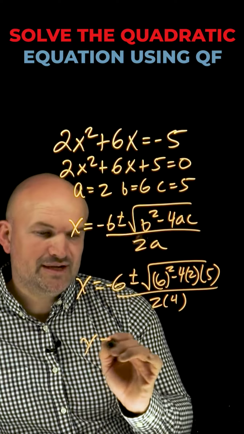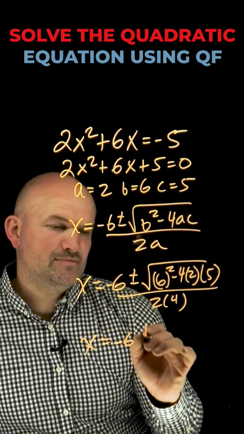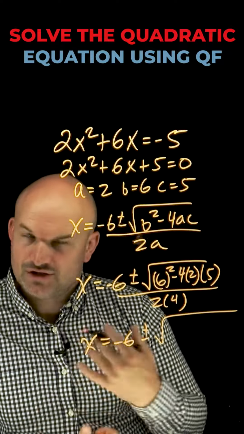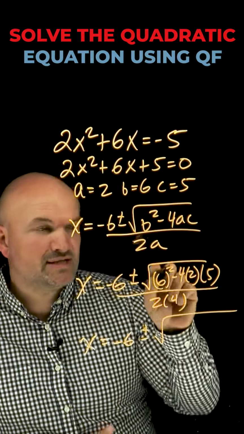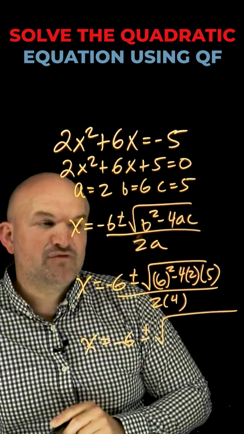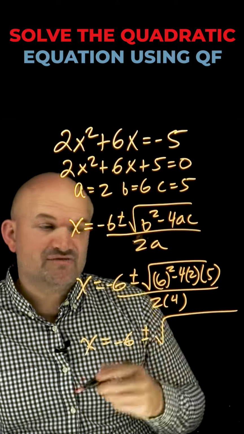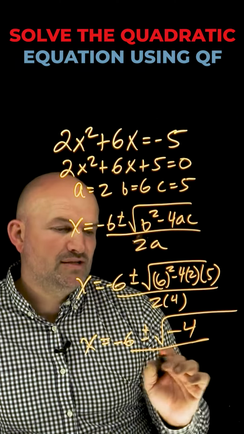Okay, so now let's go ahead and simplify here. So we have a -6 plus or minus. Let's go ahead and do this all. I'll talk it out. 6 squared is going to be 36. 4 times 2 is 8. 8 times 5 is 40. So I have 36 minus 40, which is going to be -4, divided by 8.